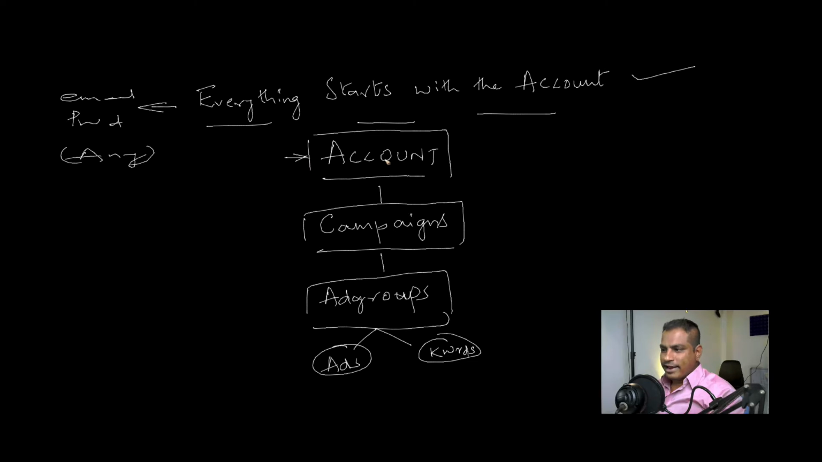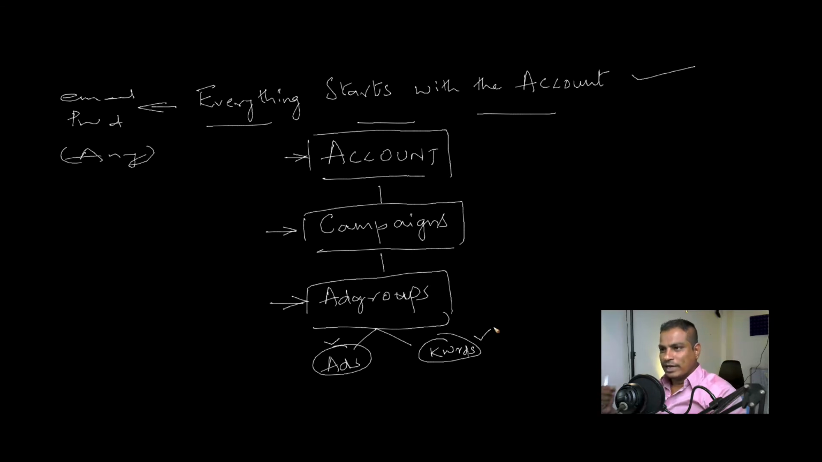What next? An account has something called campaigns, which is a sub entity of an account. Okay, what next? Campaigns have something called ad groups. Okay, now this is getting weirder, you may think. Alright, so each ad group has something called ads and something called keywords. Now this is the ads account structure.